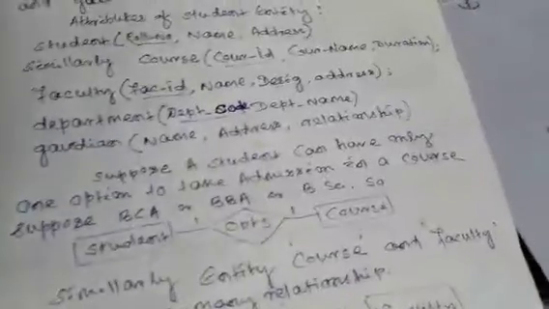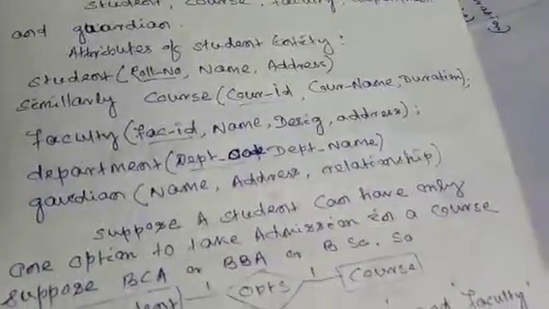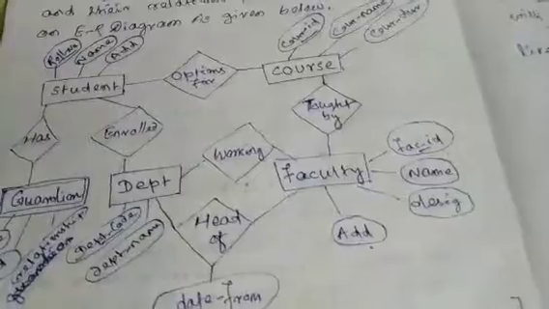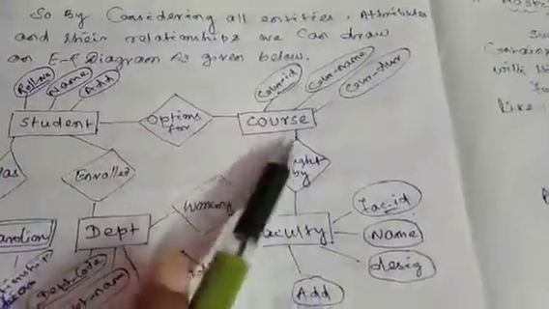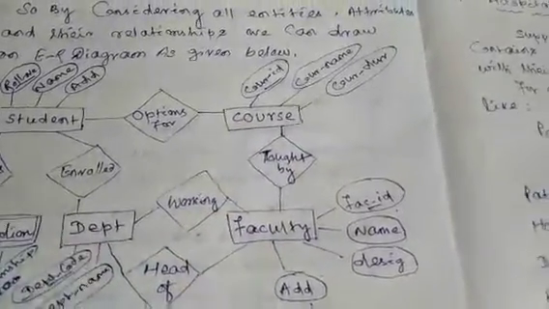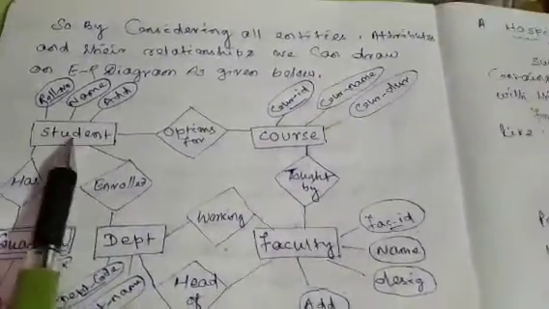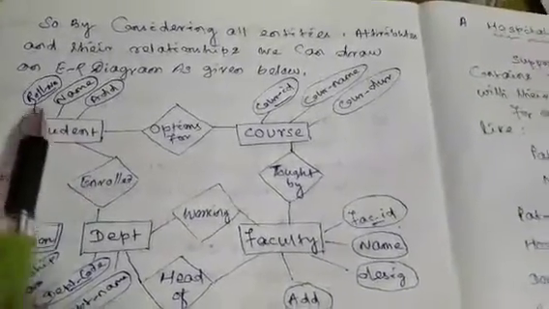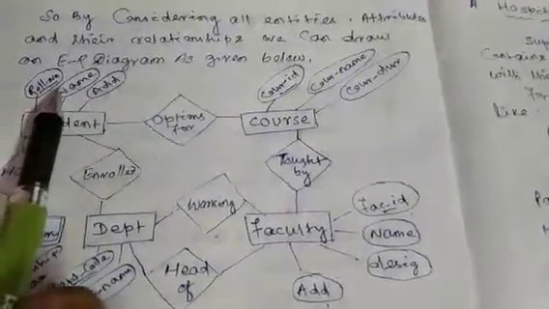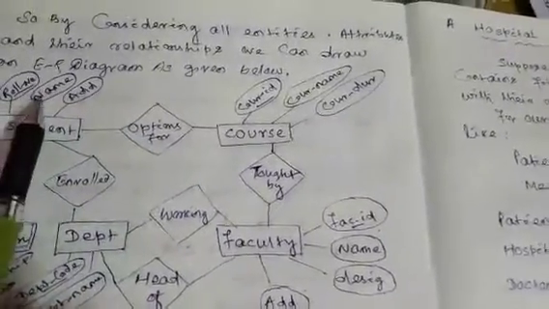By considering all these entities, all these attributes, and these relations, we can draw the corresponding ER diagram like this. Just watch the ER diagram. I have already drawn it. There are the entities student, course, faculty, department, and guardian. Here a student is a strong entity because it contains a primary key, which is given an underline with an oval symbol, and other attributes name and address.